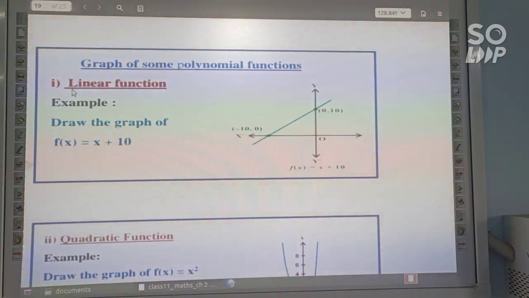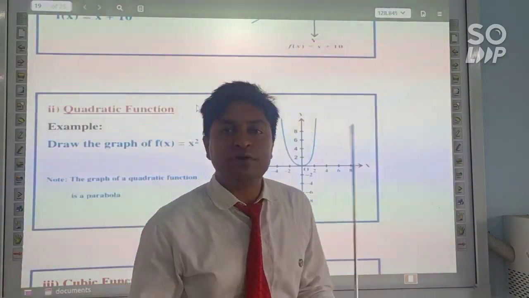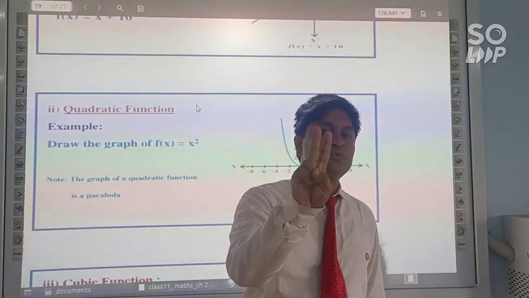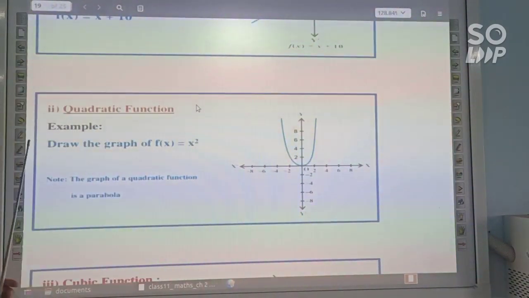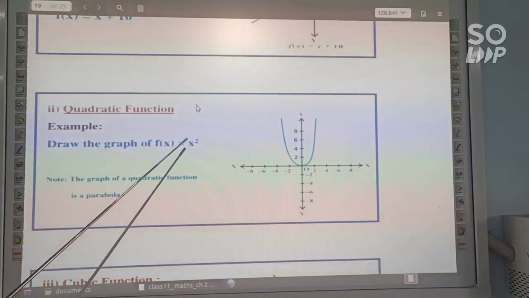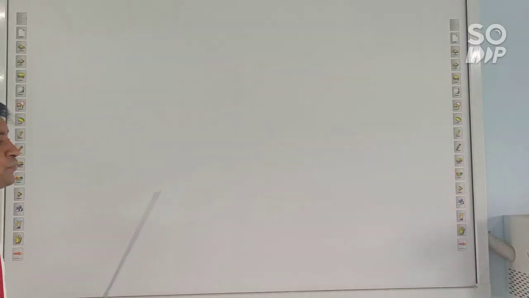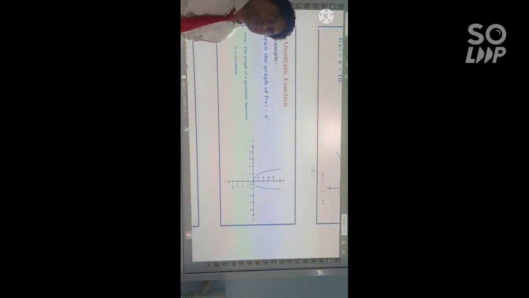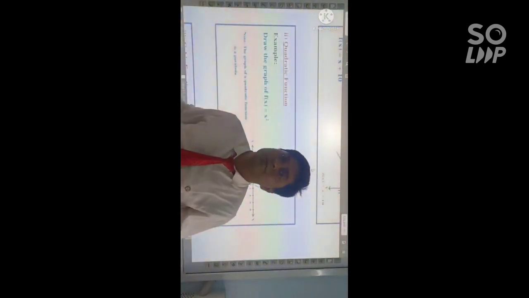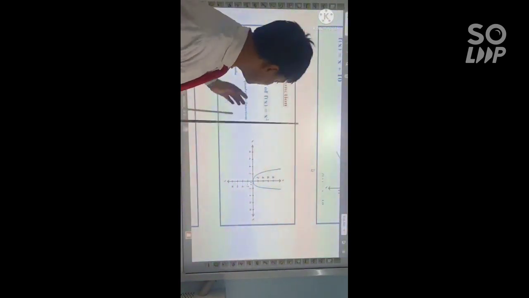Now the next is the quadratic function. We know what the meaning of quadratic is. If the power of the variable is equal to 2, then we say that this is the quadratic function. So draw the graph of f of x equal to y equal to x square. In the quadratic function, we use y equal to x squared. This is the design of a parabola.